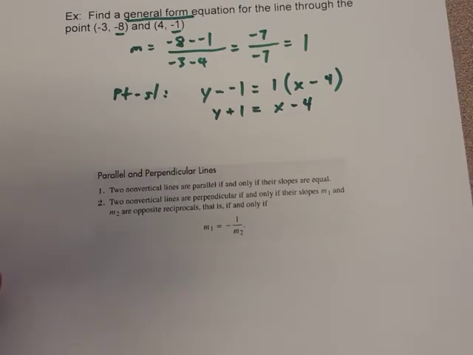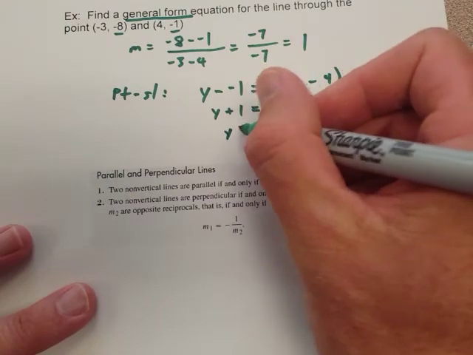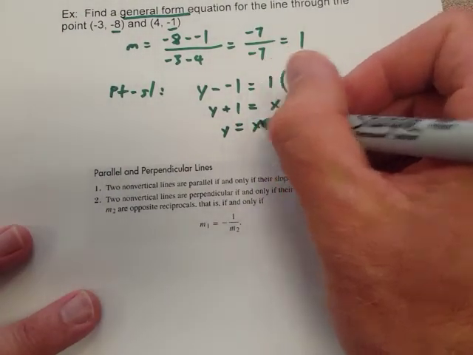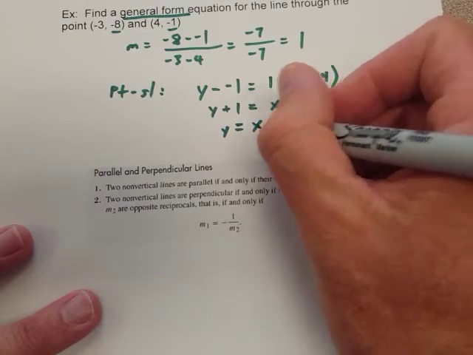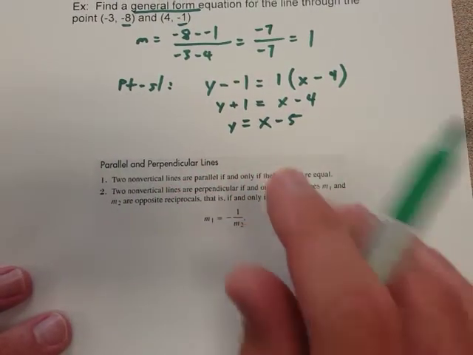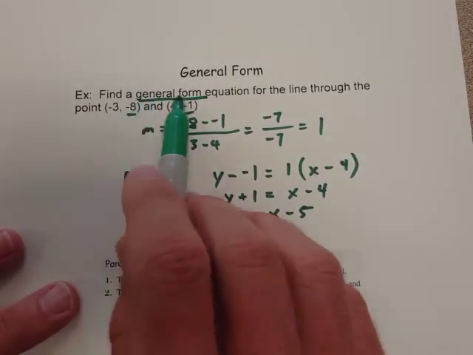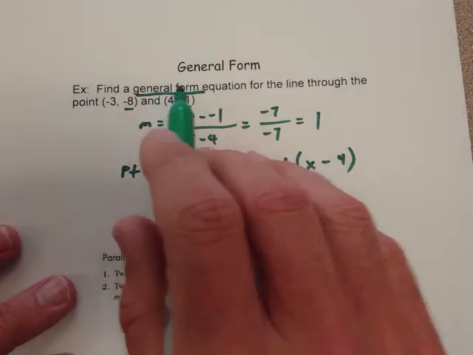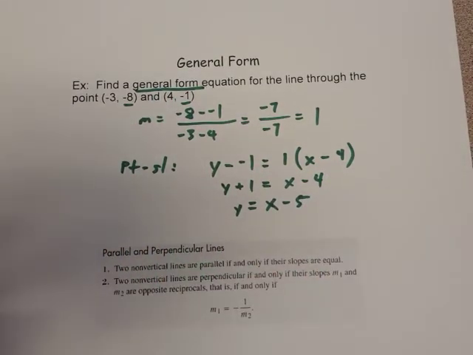And now what I might be inclined to do, you don't have to do this, but a lot of people probably will, is just put it in slope-intercept form. So we subtract the 1 and we get y equals x minus 5. That's a really familiar form to all of us. This is slope-intercept form, but remember that this problem is asking for general form, and this is the last step of the process. It means that all we're going to do is just dump everything onto one side.